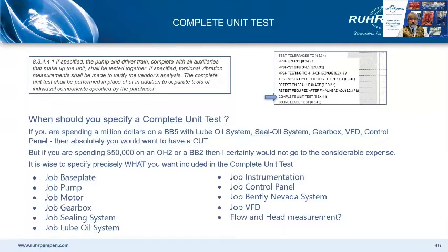Complete unit test, often called a string test. Now this is usual on big, expensive, complex packages. If I was spending $1 million on a BB5 with a lube oil system, and a seal oil system, a gearbox, a VFD, a control panel, then absolutely I'd want to have a complete unit test. But if I'm spending $50,000 on an OH2 or a BB2, then I certainly wouldn't go to that considerable expense. And it might not be available in any case for this type of pump, OH2 or a BB2.